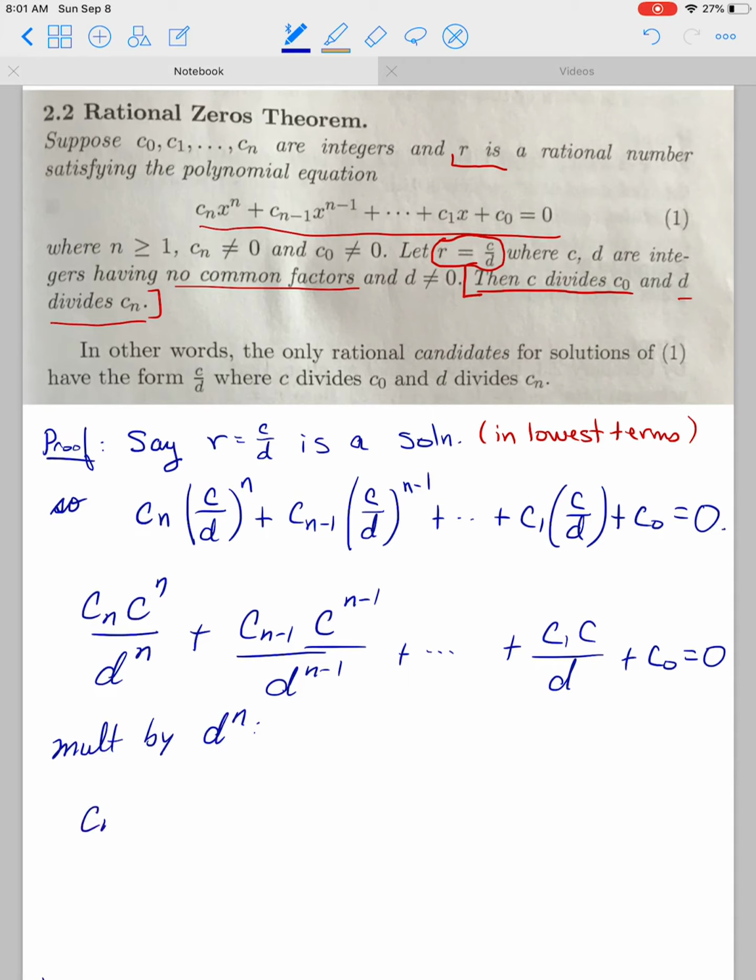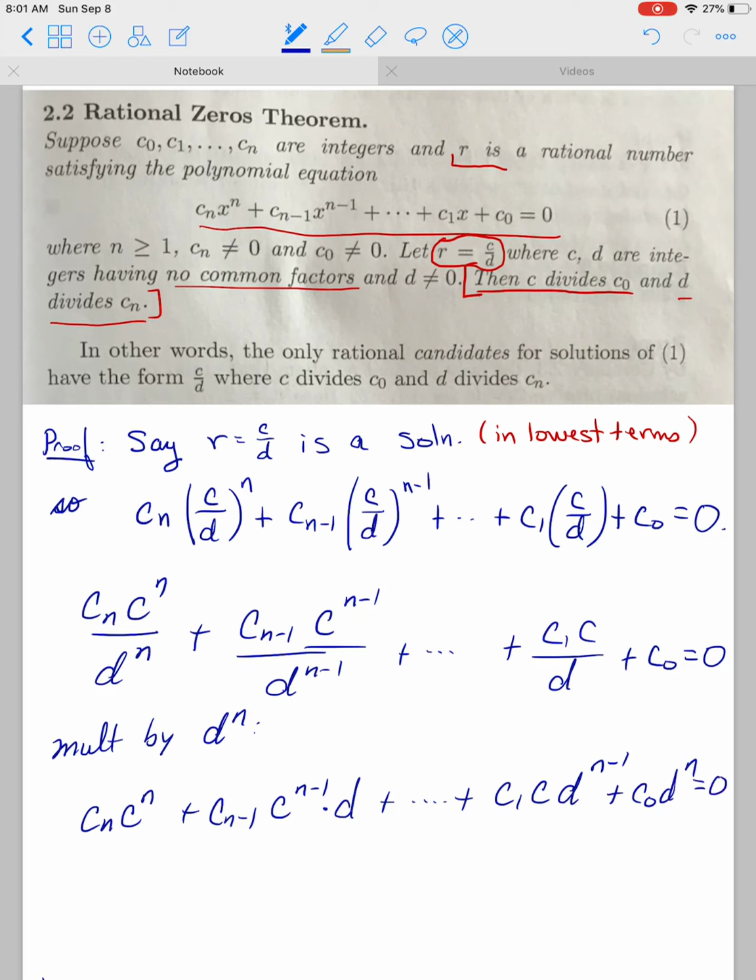And what I'm going to get is cn c to the n plus dot dot dot. Here I'm going to clear denominators. I'm going to get one factor of d. In the next term, I'd get two factors of d. It's a really good proof to try and write down yourself. On your own, maybe you could pause the video and try to write down this step on your own. So you've got d to the n minus 1 there, and then d to the n here.